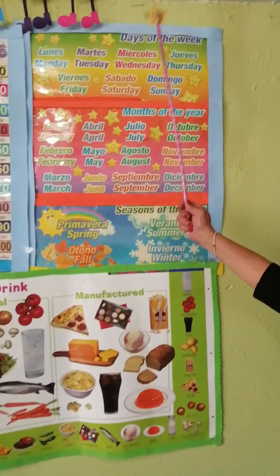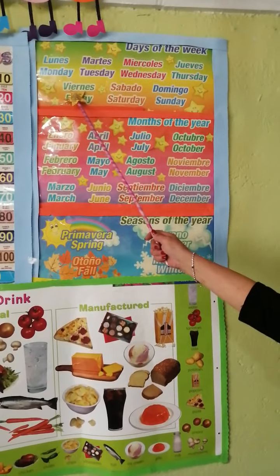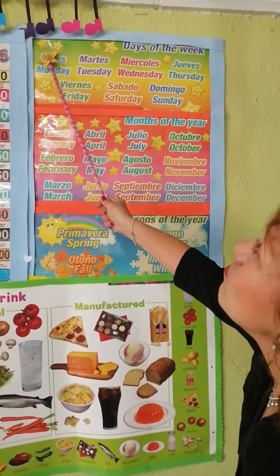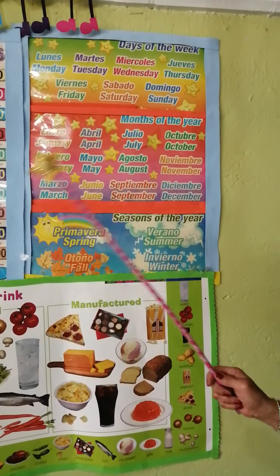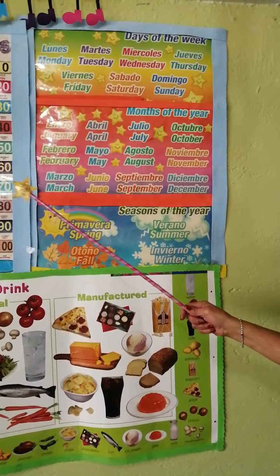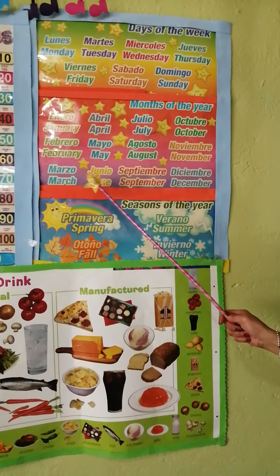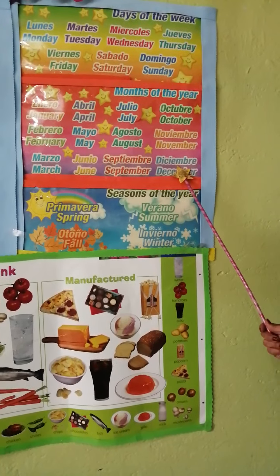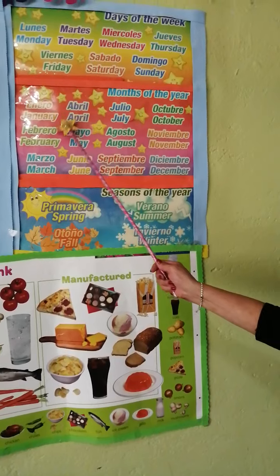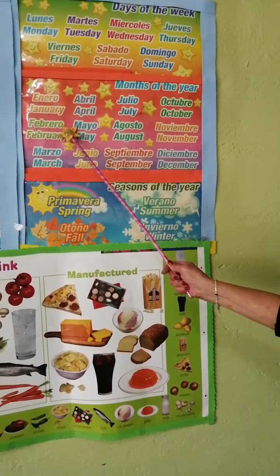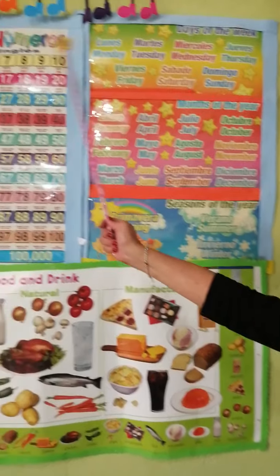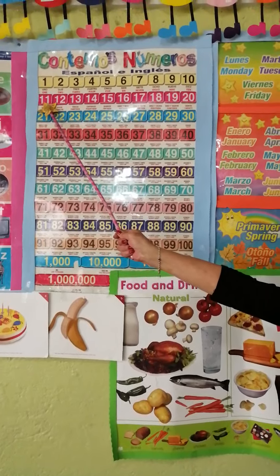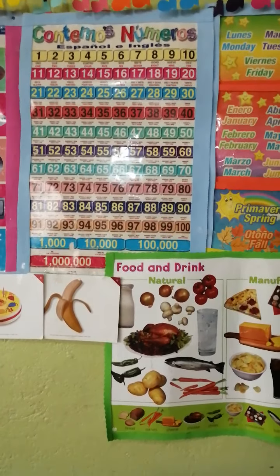Monday, Tuesday, Wednesday, Thursday, Friday, Saturday, and Sunday. What day is today, kids? Yes, today is Monday. And the months of the year, please. January, February, March, April, May, June, July, August, September, October, November, December. In what month are we, kids? In May. Good. Do you remember the number of days? We have here the numbers, and today is 11. Very good, kids. And the year 2020.